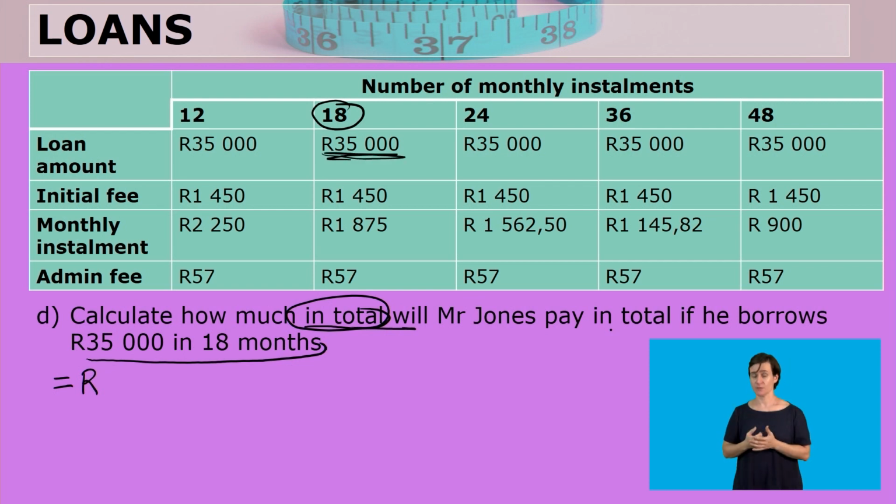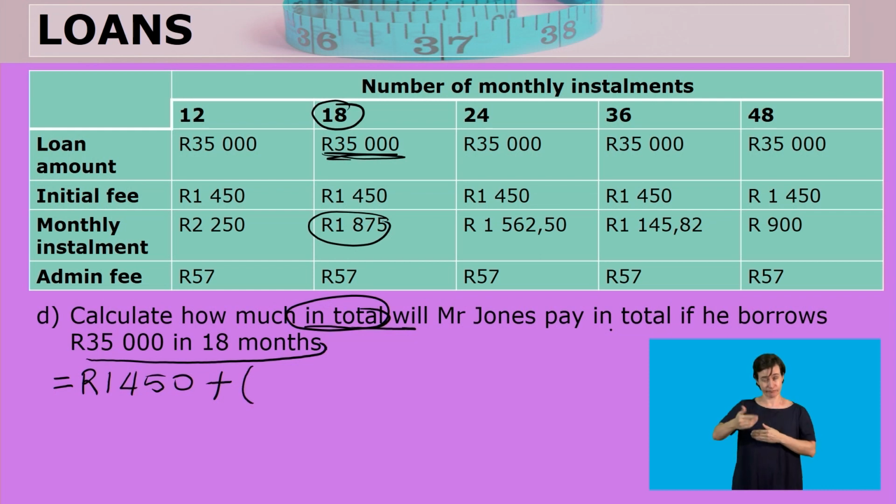Thereafter, he will pay the initial fee, which is 1,450, and he will make a monthly installment of 1,875. For how long? For 18 months. That's why we say multiply by 18. Thereafter, we say plus. He will also make a contribution of 57 rand.